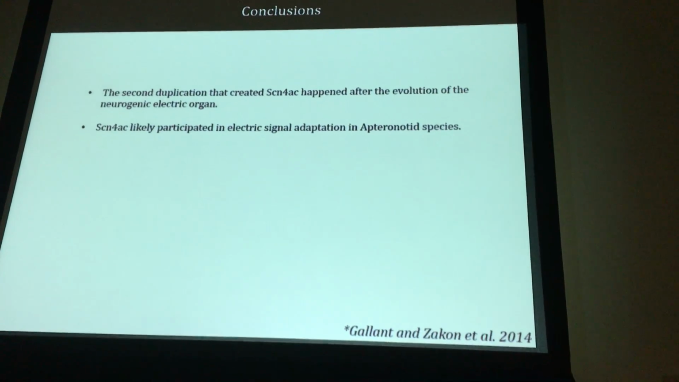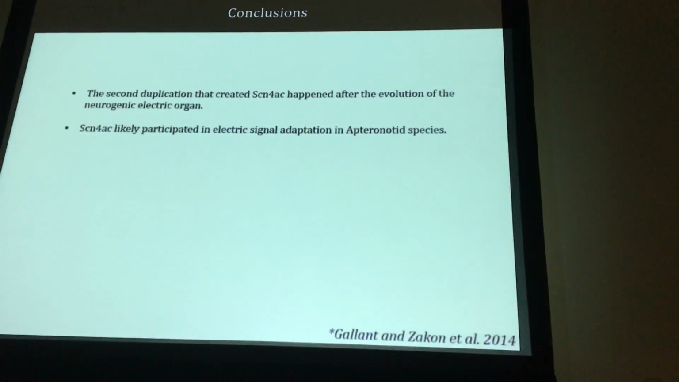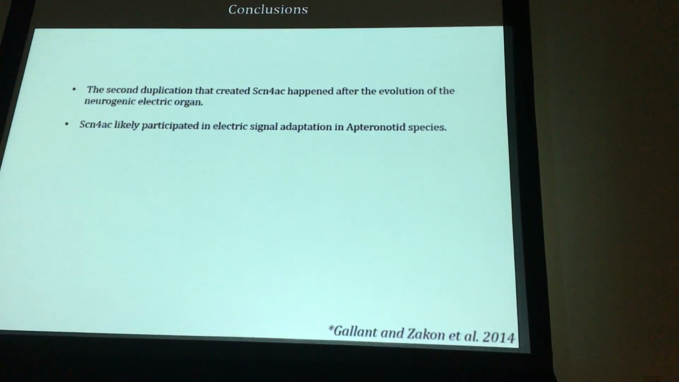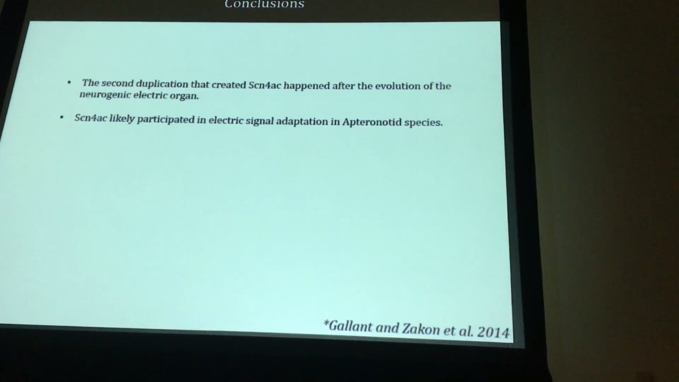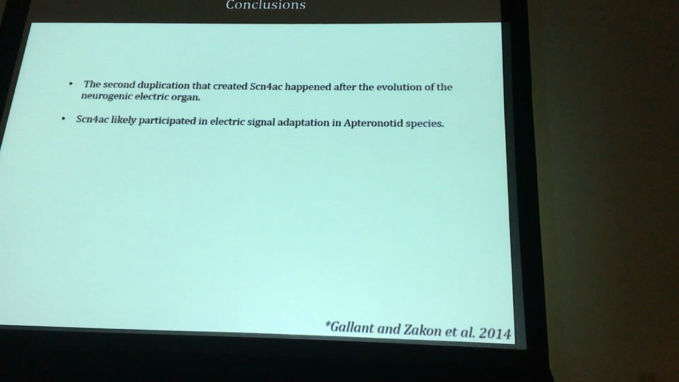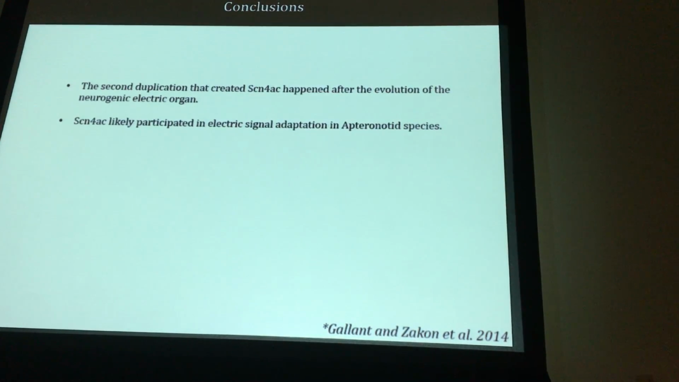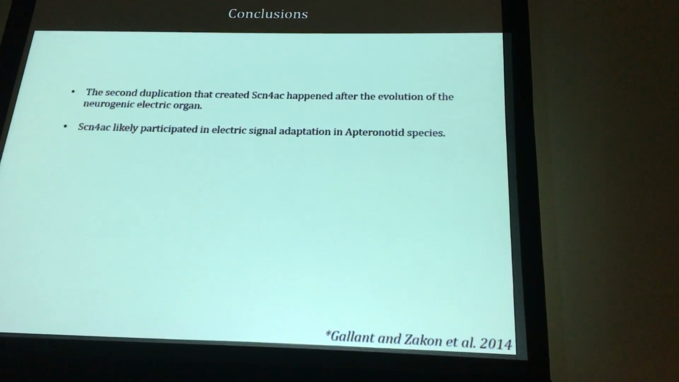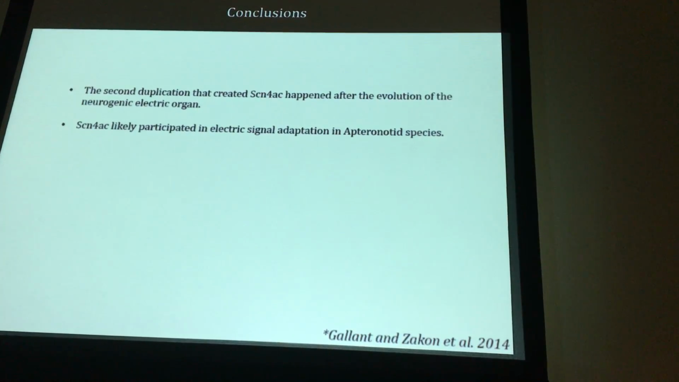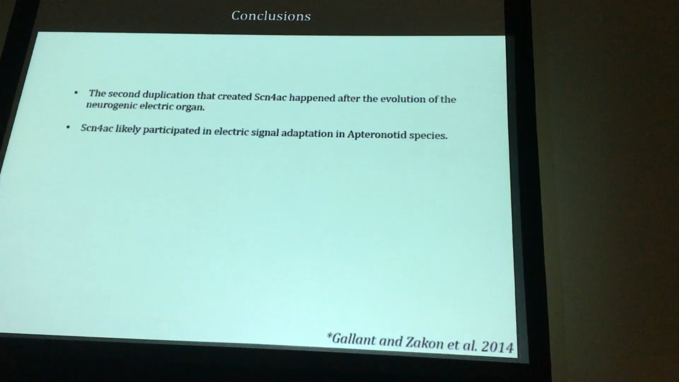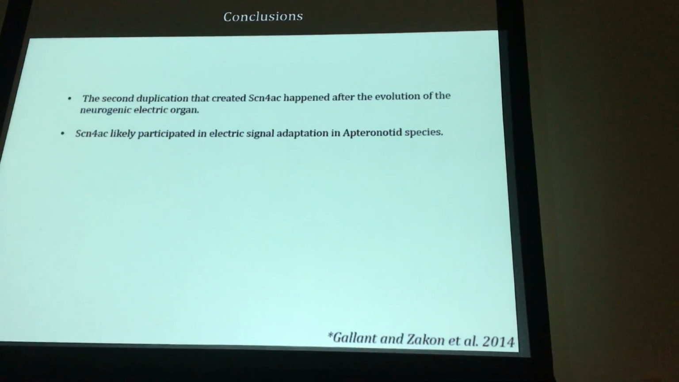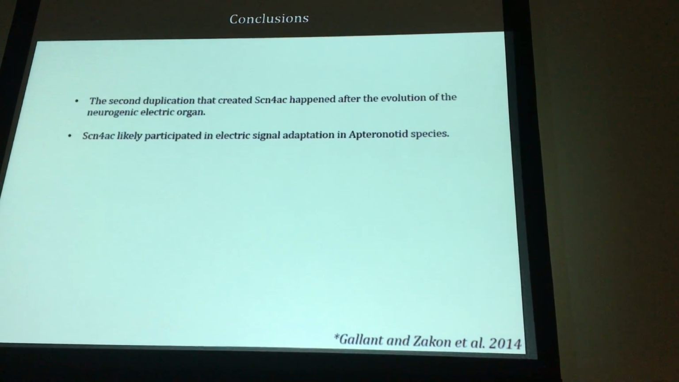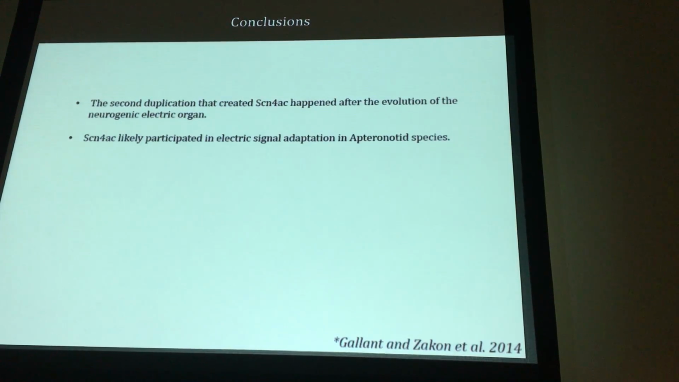the 4AC paralog happened after the evolution of neurogenic electric organs. And so we predict that some basal species of the neurogenic apteronotids do not have this duplicate gene. And there are some interesting differences in the electrophysiological properties of these different fish that could be explained that I didn't think I had time to get into, so I didn't. And then finally, SCN4AC likely participated in the electric signal adaptation in apteronotid species.